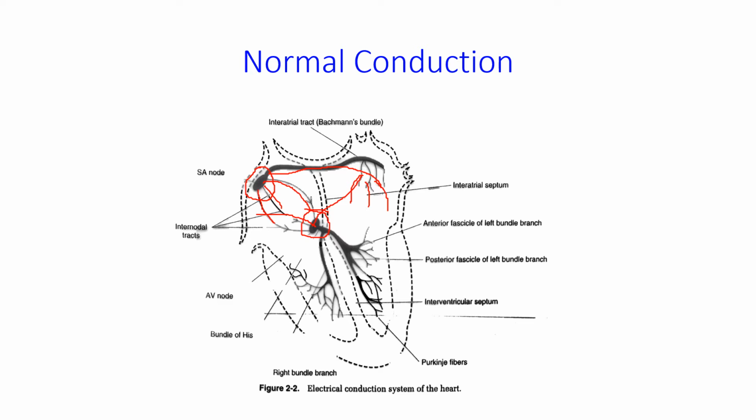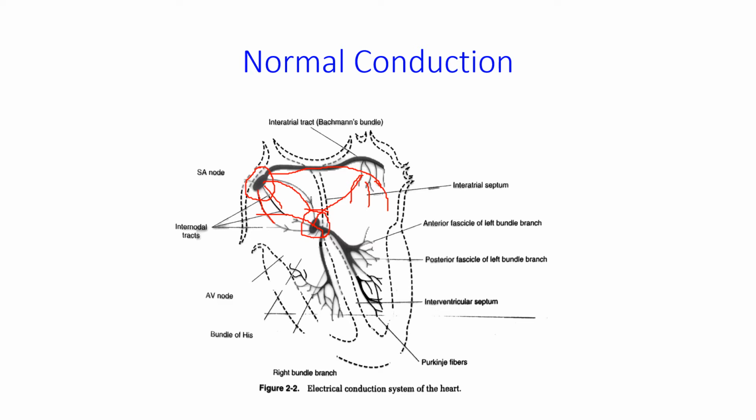So the goal is the blood empties from the atriums into the ventricles, and then the ventricles will fill and then contract. So that message goes from the AV node, and then it goes to the bundle of His. The bundle of His is a tract located within the septum of the ventricles, and it breaks off into the right and left bundles. The left bundle has two extra bundle branches, which are the anterior fascicle of the left bundle branch and the posterior fascicle.